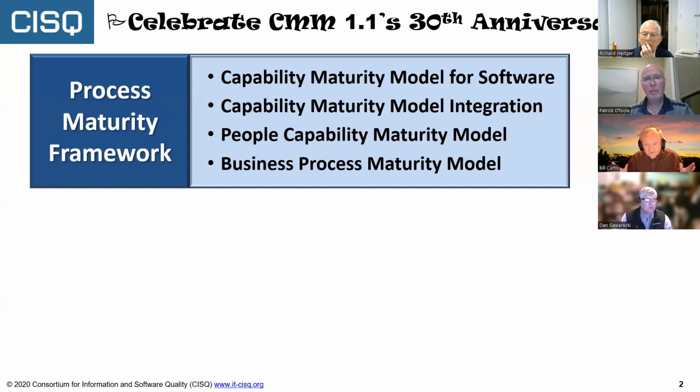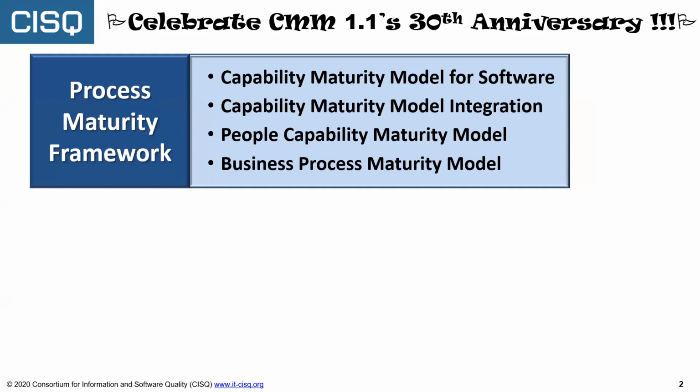Actually, January 15th of next year is the 30th anniversary of CMM 1.1, the Capability Maturity Model for Software. When we first released it from the SEI, 1.0 was really just sort of an opening draft to get people to review it and respond to it. And we took all that in, and out of that came 1.1, which was what we released on January 15th of 1993. Quite a while ago.